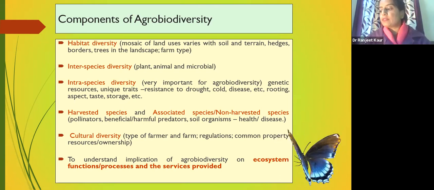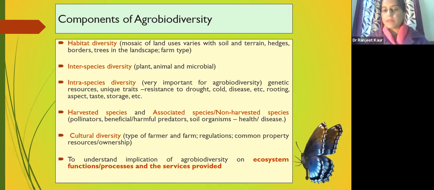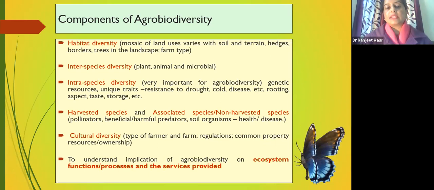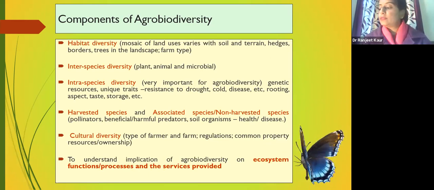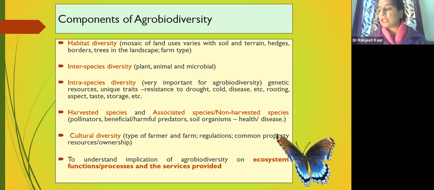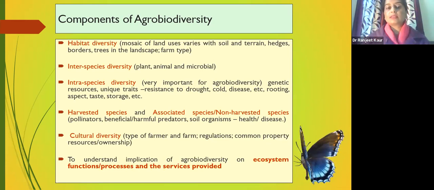It is the variation within a population of the same species. That is, many genetic resources, unique traits we get from different kinds of species within the same population. That is important to develop different or new traits in a variety. Then there are the harvested species and associated species.